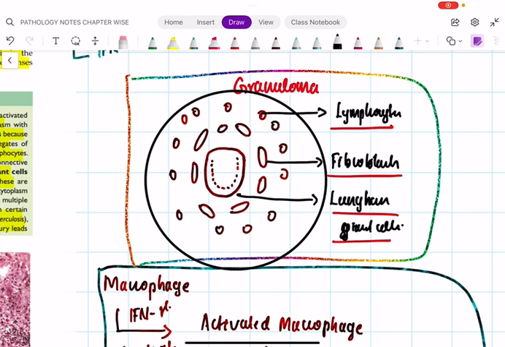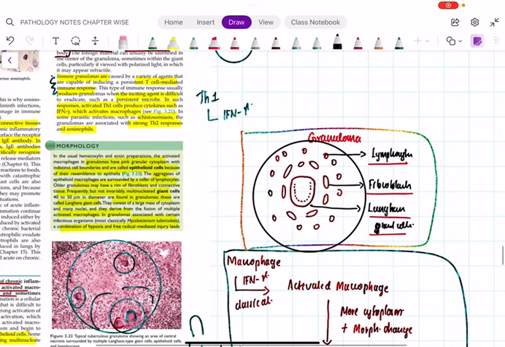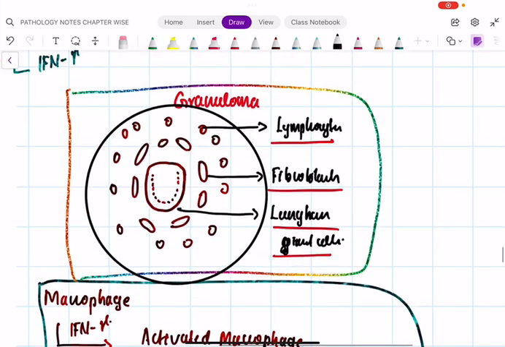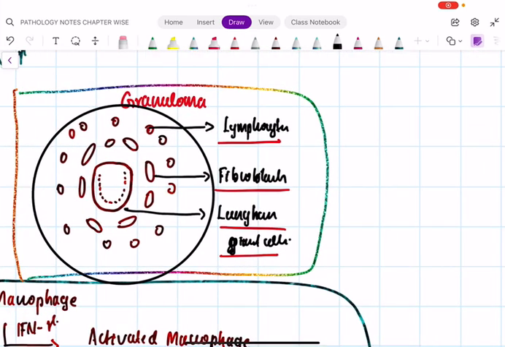We call it a Langhans giant cell only when the nucleus appears horseshoe shaped, because we have foreign body giant cells and a lot of other variants. Fine? So that is the structure of a granuloma. And this classical Langhans giant cell granuloma is associated with a condition called tuberculosis.